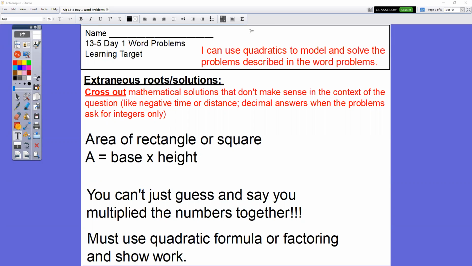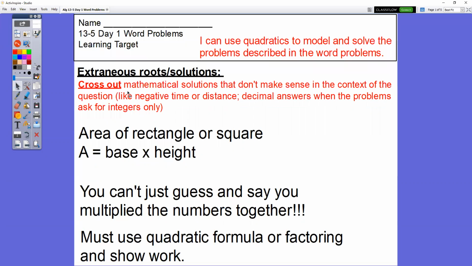Or if you're measuring the length of something, can you get a negative measurement of a length? No, you can't. So things like negative time or negative distance, or a decimal answer when the problem asks for integers only, those are what they call extraneous roots or solutions. They're ones that don't make any sense. What you're going to do to those is cross them out. You're going to reject that answer that doesn't make any sense.